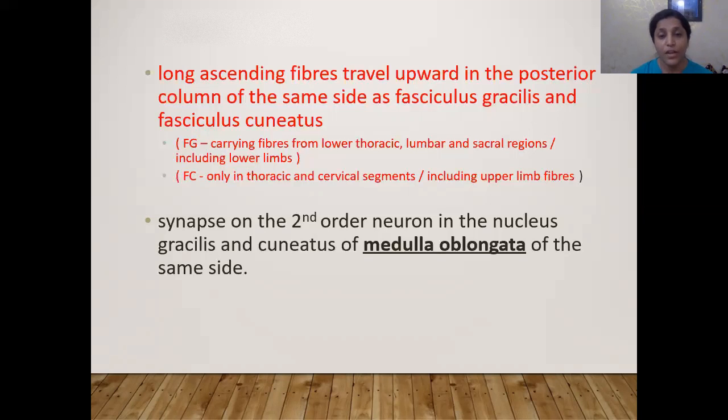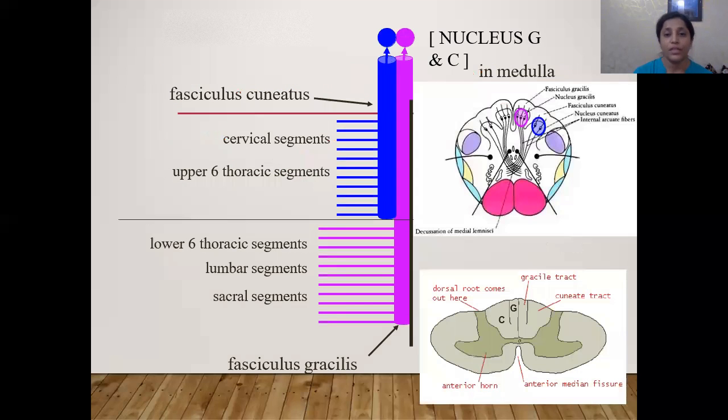Nucleus is a collection of nerve cell bodies within the central nervous system. So the names are respective, gracilis and cuneatus. Gracilis is more medial, cuneatus is more lateral. Both are in the medulla oblongata of the same side. Here you can see a very clear pictorial depiction that the lower segments are bringing the sensation from the lower half of the body, carrying it to the nucleus gracilis, and the upper part is being carried to the nucleus cuneatus in the medulla.